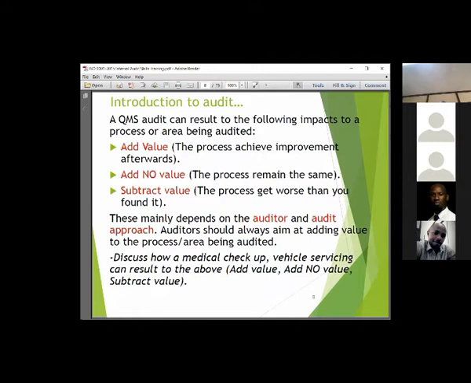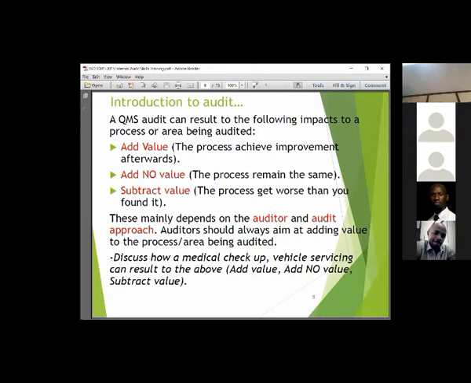However, depending on the maturity of the auditor or the approach of the auditor, you can go there and add no value. The process remains the same as you found it. But that is not our expectation; we would wish you go and add value. But something that can happen is to go and subtract value. You go to a process and you leave it worse than you found it. Hey, that's very bad. You confuse them more.